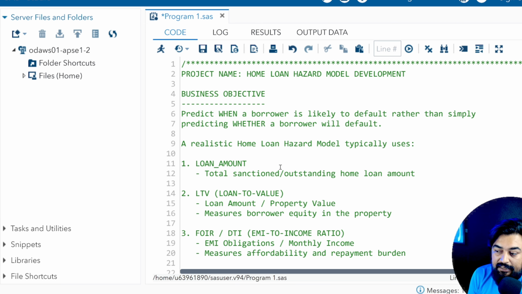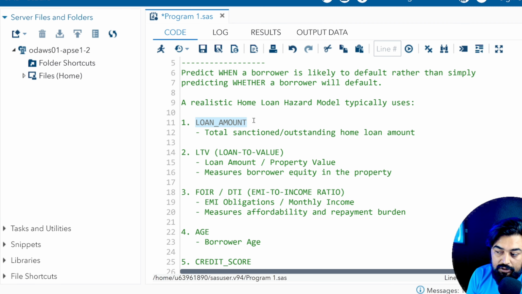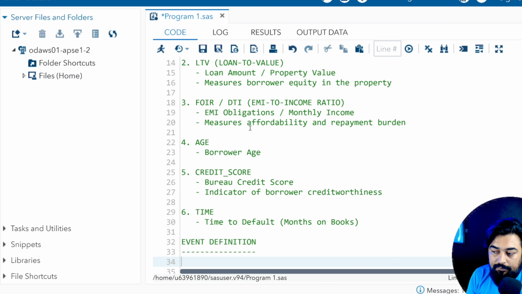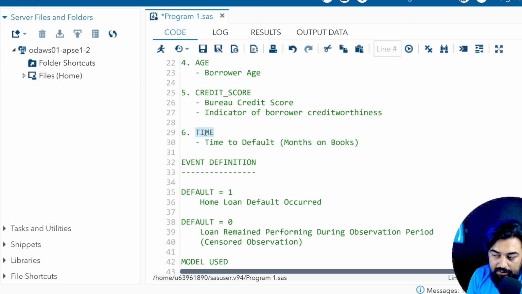Now, if you see on your screen, this basically predicts when a borrower is likely to default. The same thing I have pitched to all of you right now. Just see what the most common variables are which you would be using. These are the actual variables that get used. Loan amount obviously is there. Then you have LTV, loan to value. Then some of you might not have heard of FOIR and DTI, which is the EMI to income ratio. What is your EMI? What is your income? Then your age, which is very important. Then your credit score, which is given by the data bureau to the bank. And then time, like when you defaulted, as per the month on book. Month on book means from how many months you have been a customer of the bank. That's very important.